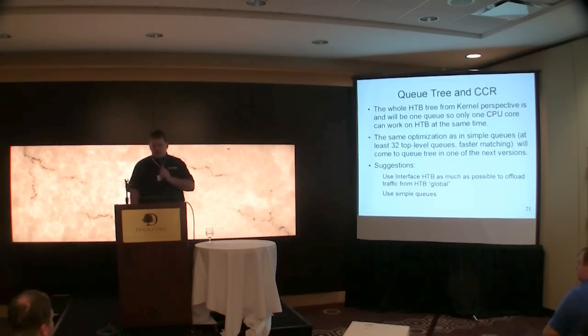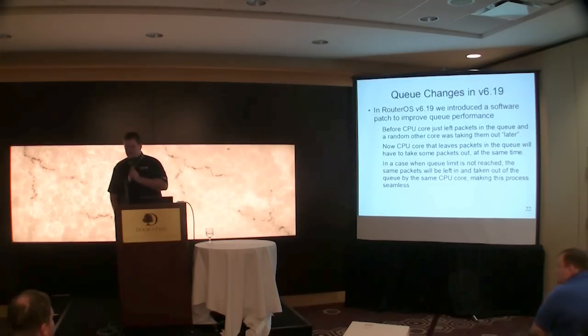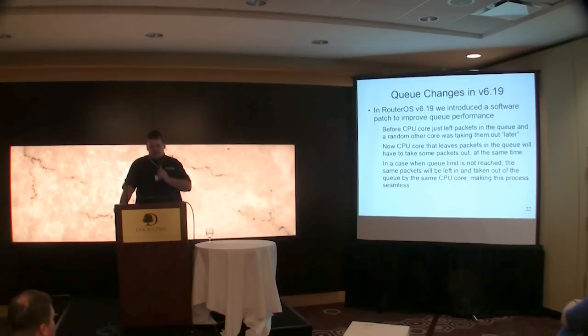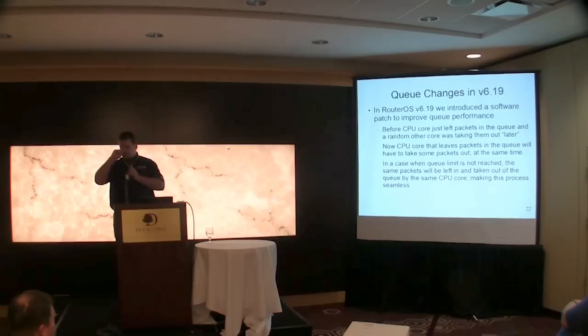So I really love MUM events for one reason. All the good stuff that's still in testing in the lab or in the pipelines is always implemented in a version just before the MUM. I don't know what the reason for that is, but in version 6.19 we introduced a software patch to improve the queue performance. Before this patch, as I already told, the CPU just left the packet in the queue and a random other core took the packet out later on.